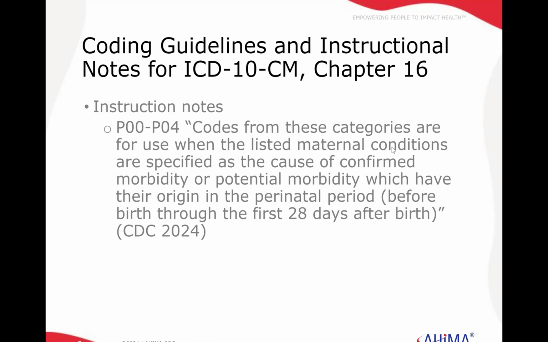And codes from these categories are for use when the listed maternal conditions are specified as the cause of confirmed morbidity or potential morbidity that have their origin in the perinatal period. Here's what we're talking about with this. If you have a mother whose pregnancy is, quote, complicated by drug use, alcohol use, HIV status, or whatnot, you will have corresponding perinatal codes. So you have those codes that affect the pregnancy that start with O, and then on the newborn's chart, you'll have a corresponding code that falls into P00 through P04.